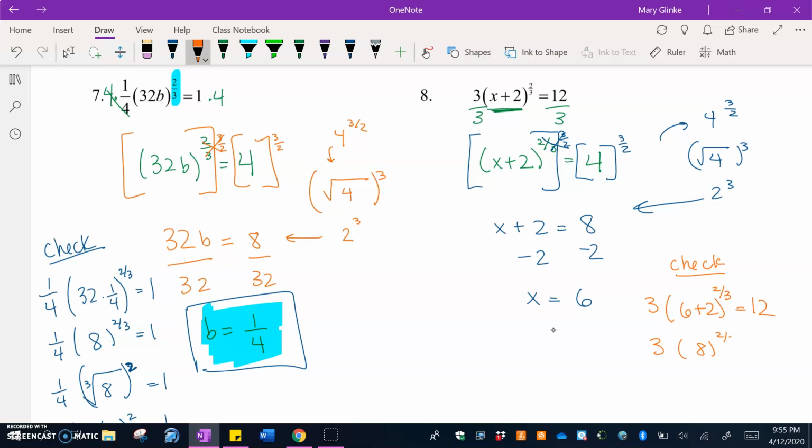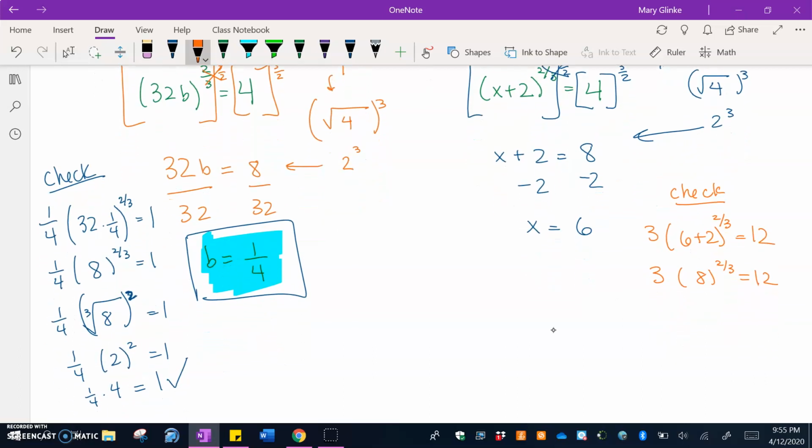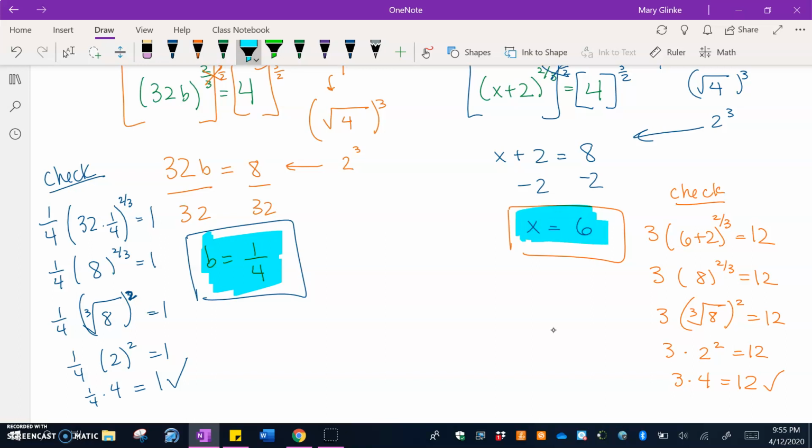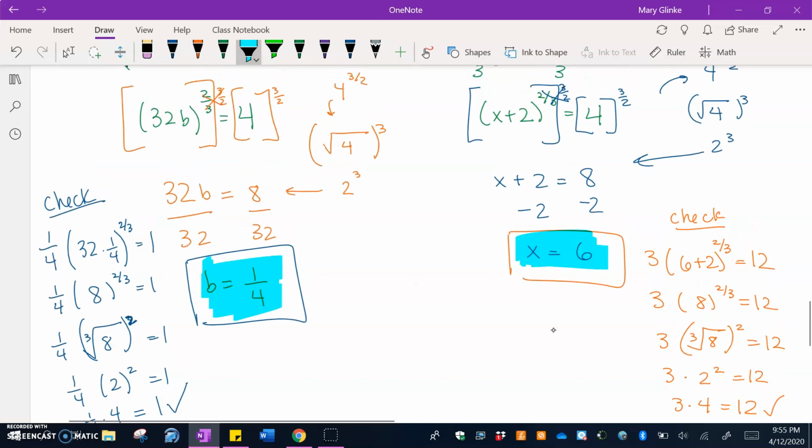So 8 to the 2/3 power would be what that simplifies to in the parentheses. And again, we can think of this as the cubed root of 8 squared. And so the cubed root of 8 is 2, which simplifies to 3 times 4 equals 12. That checks out, which means x equals 6 is our solution. And so everything worked out with that.